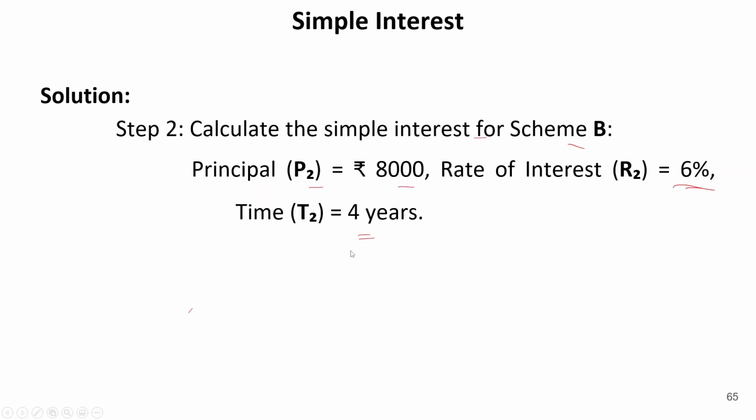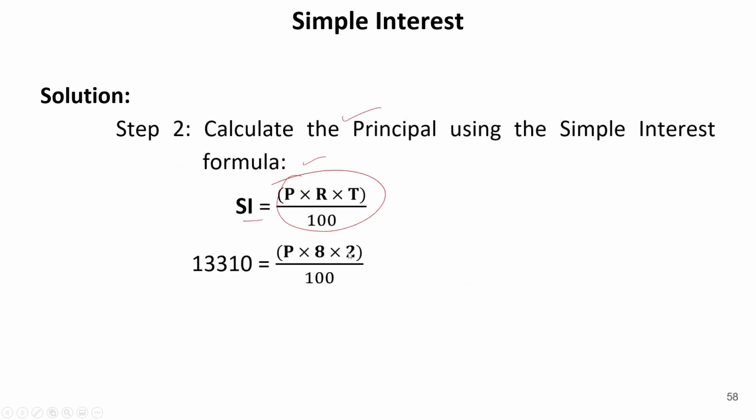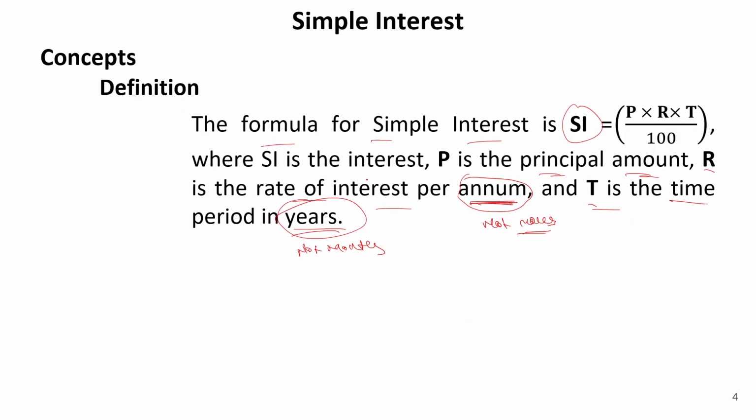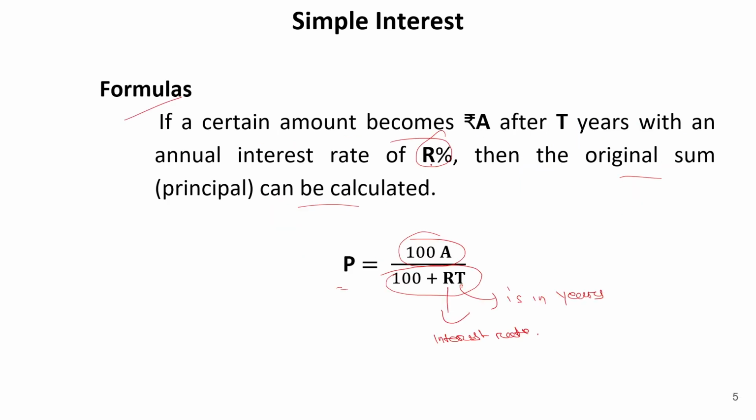So let's review what we have learned in this lecture. So we learned what simple interest was. It was a method of calculating interest on a loan or investment based on the principal amount, interest rate and time duration. So the formula of simple interest was this: SI is equal to PRT by 100, and we used this extensively throughout the chapter. So the formula to calculate the principal amount, when rate of interest and time period is given, along with amount, is P is equal to 100A by 100 plus RT.